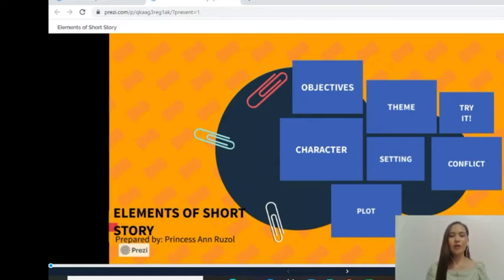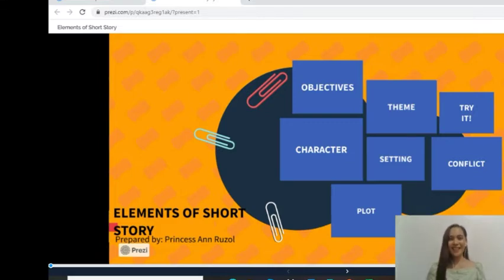In the overview of our topic for today, we have to discuss our objectives and character, theme, setting, plot, and conflict, which are the elements of our short story. And lastly, we have to try something that can help us to apply what we have learned, especially you.